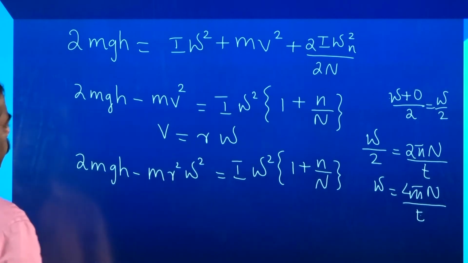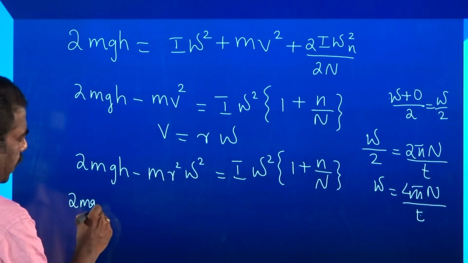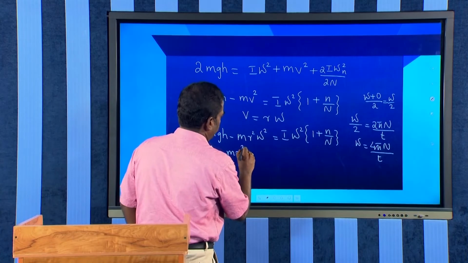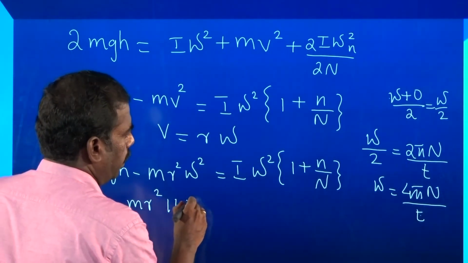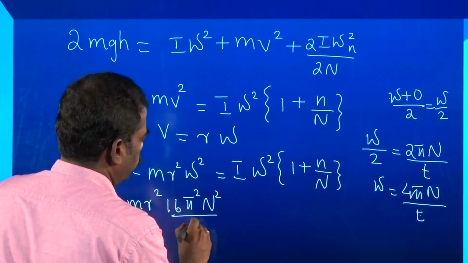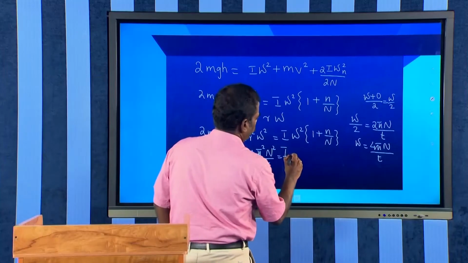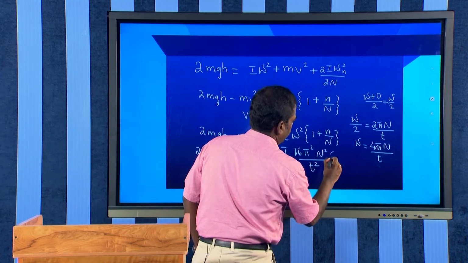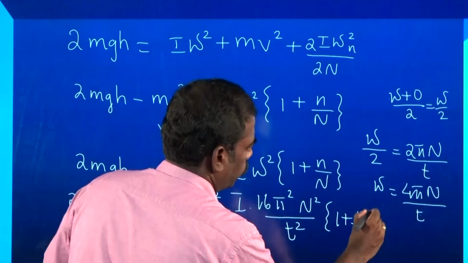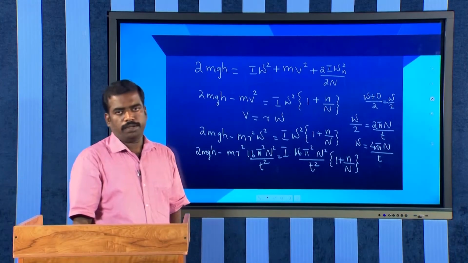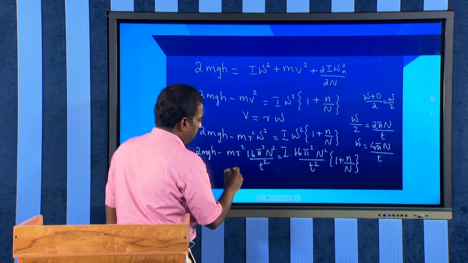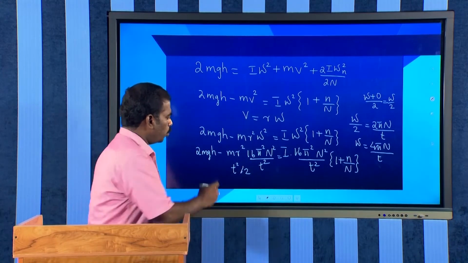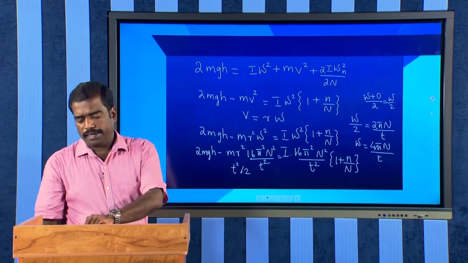Just substitute that omega here, so that you will get 2 mgh minus m r square into 16 pi square N square by t square equal to I into 16 pi square N square by t square into 1 plus small n by capital N. At this point, multiply throughout the equation by t square by 2 and write the final expression.